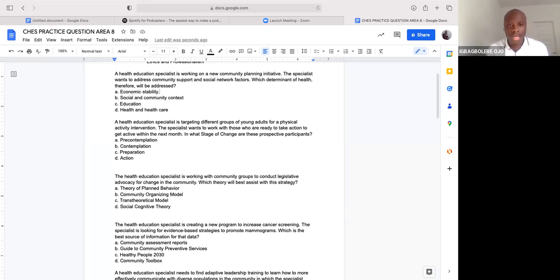Social and community context, let's leave that for a minute. The next one says education. Now pay attention to what we are addressing, community support system, all right? So that means we're probably looking at a model. We're trying to look at a determinant that speaks to the society and the community. I think this is probably the easiest question you can have on the CHES exam. And of course, if the question says community support and social network, I also believe the answer should be social and community context, because that is what we're trying to look at, the community and the society. So we're going to go with B as the answer here.